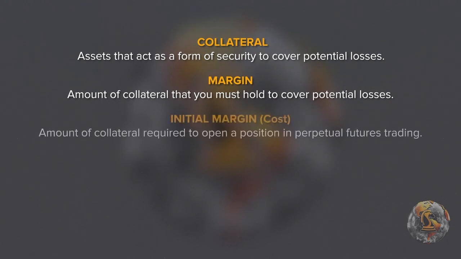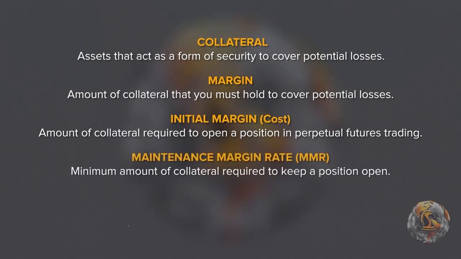Then we have the initial margin, also known as the cost. This is the amount of collateral required to open a position in perpetual futures. The initial margin is set by the exchange and may be different for each coin and each exchange. Very important. So now we know the cost. So the amount you actually need to open a position is the cost, just like the cost of doing business in anything. The amount you put forward is the initial margin.